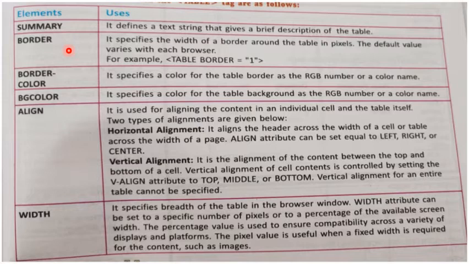Then bordercolor. It specifies the color of the table border as an RGB number or a color name. Bgcolor defines the color for the table background as an RGB number or a color name. The align attribute is used to align the table horizontally or vertically. Width is used to define the width of the table.